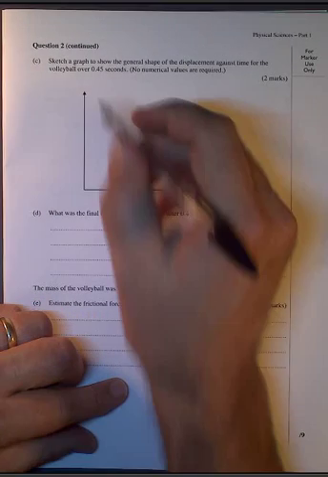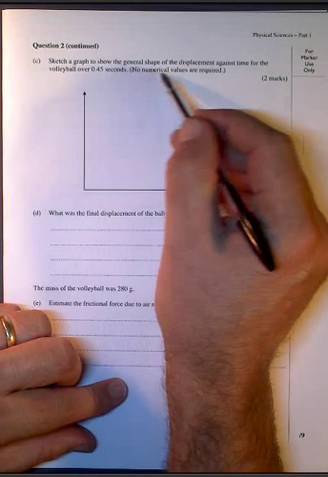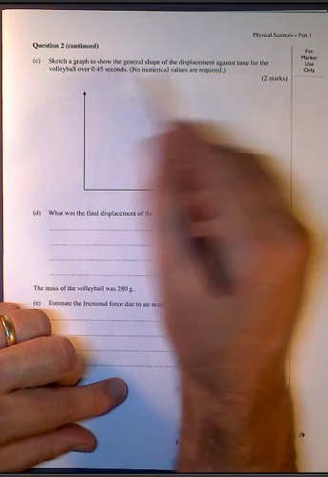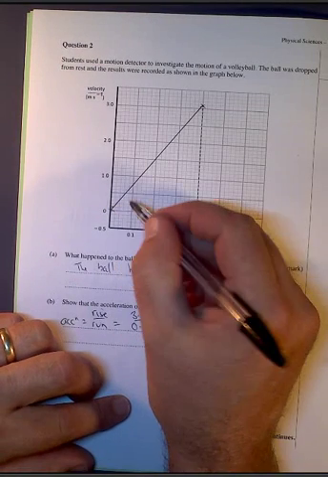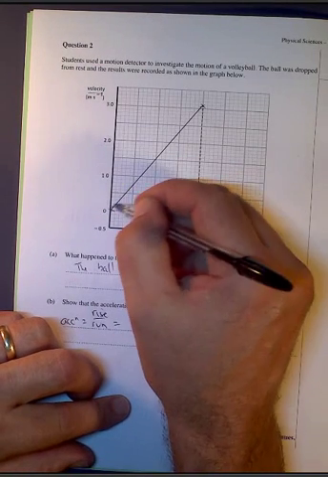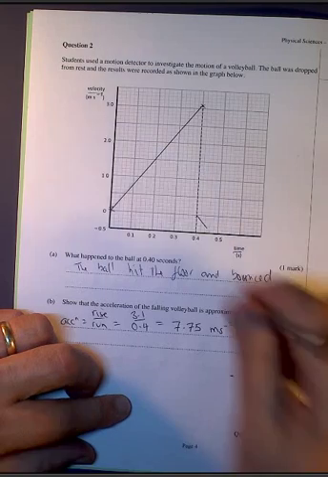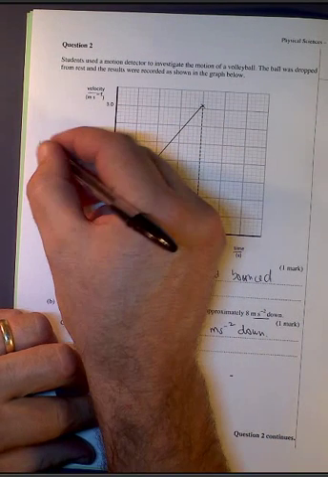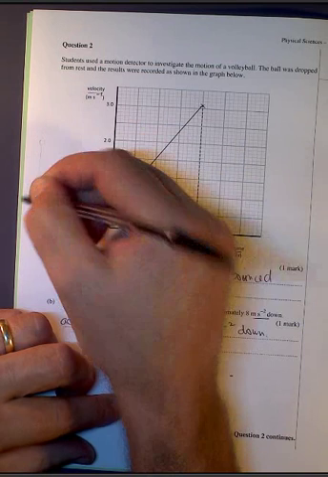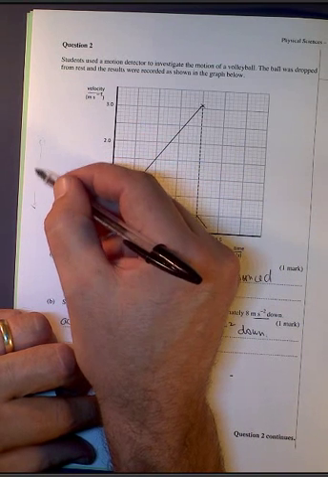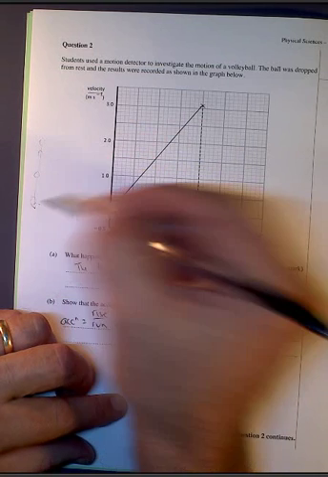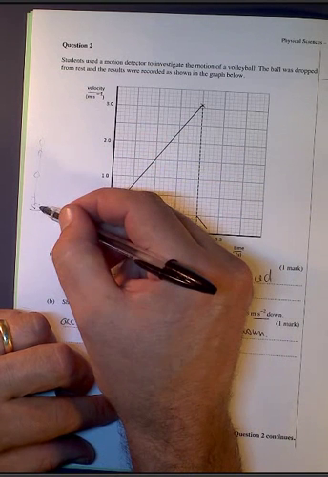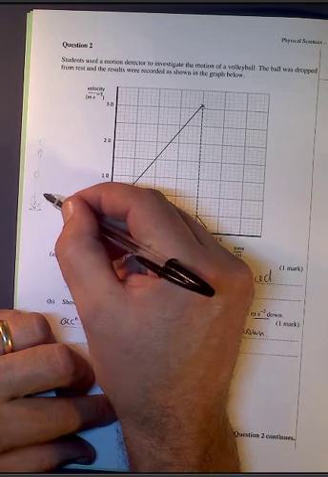Sketch a graph to show the general shape of the displacement against time for the volleyball over 0.45 seconds. Well, the ball is increasing its velocity as you're dropping it, so the displacement will also increase. It'll start off small and then get bigger until it hits the floor, and then the displacement will start coming back up a bit.